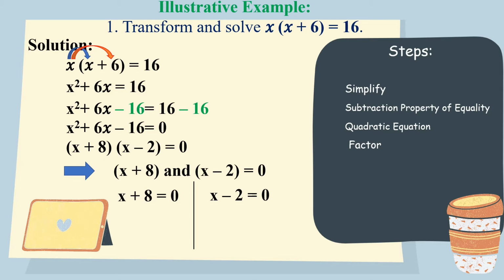X plus 8 is equal to 0 will give us x is equal to negative 8, and that is the first root. X minus 2 is equal to 0 will give us x is equal to 2, and therefore, that is the second root.